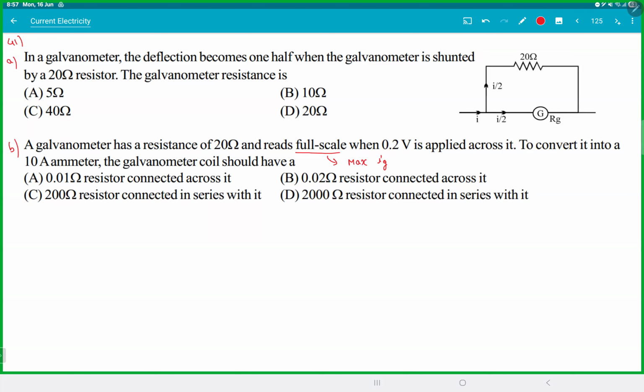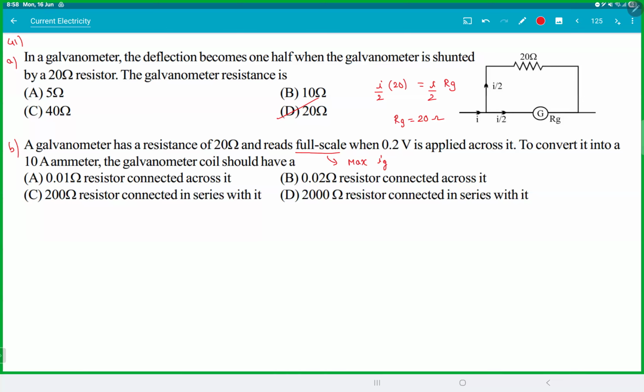Seriously, first one, what happened? Yeah, first was easy, right? Look at that thing. Current is same. So I by 2 into 20 must be equal to I by 2 into RG. The RG is 20 ohms. They're in parallel. They have same current. The resistance must be same. That's it.